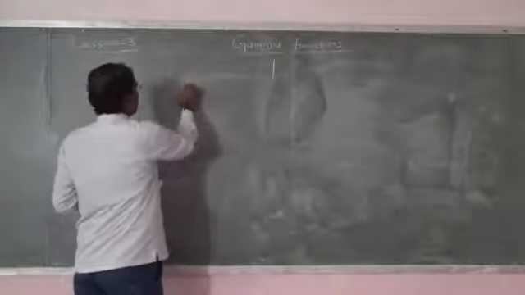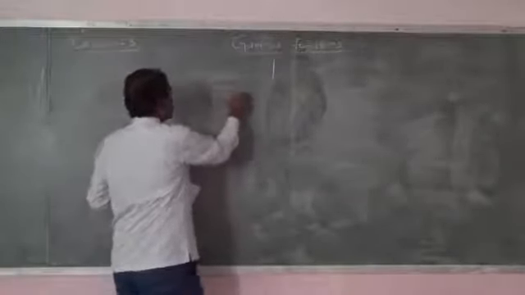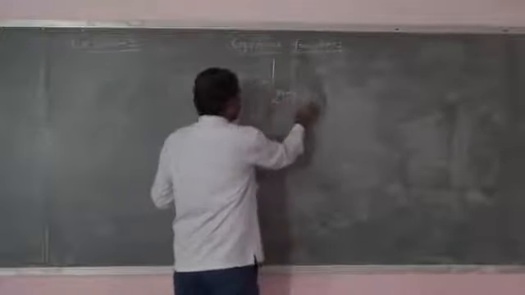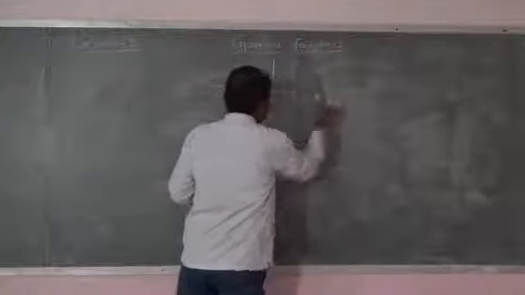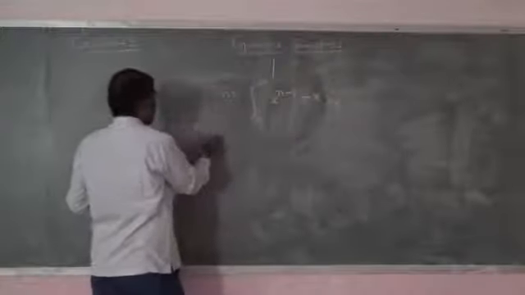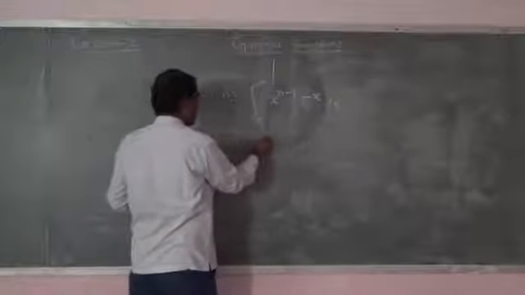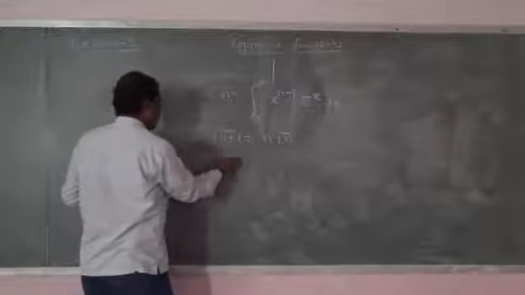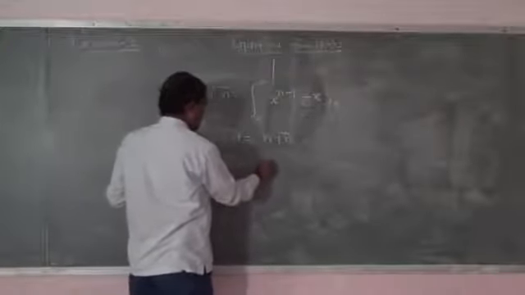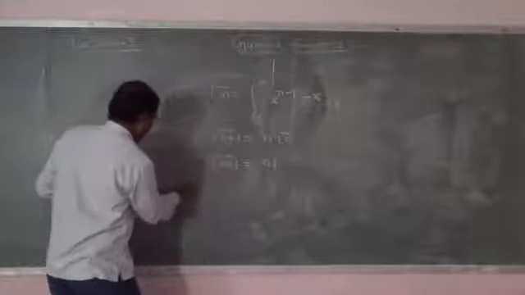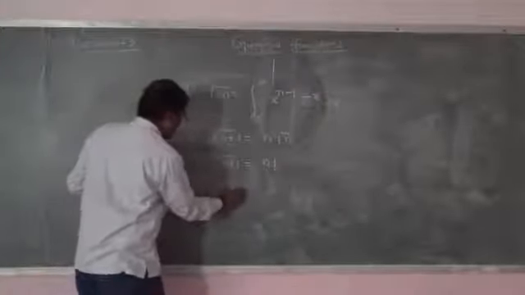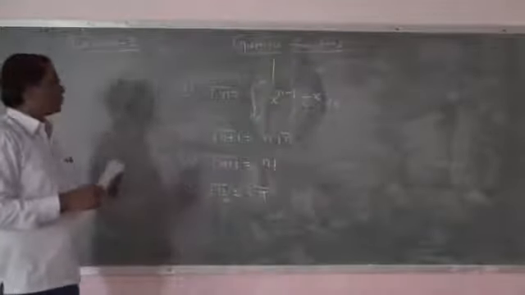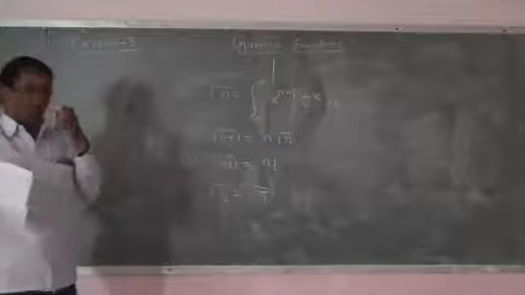First one, you should know that gamma n is equal to the integral from 0 to infinity of x raised to n minus 1 e raised to minus x dx. Second formula is gamma n plus 1 is equal to n gamma n, and third formula is gamma n plus 1 is equal to n factorial, and fourth is gamma half equal to root pi. Based on this I solved a few problems.